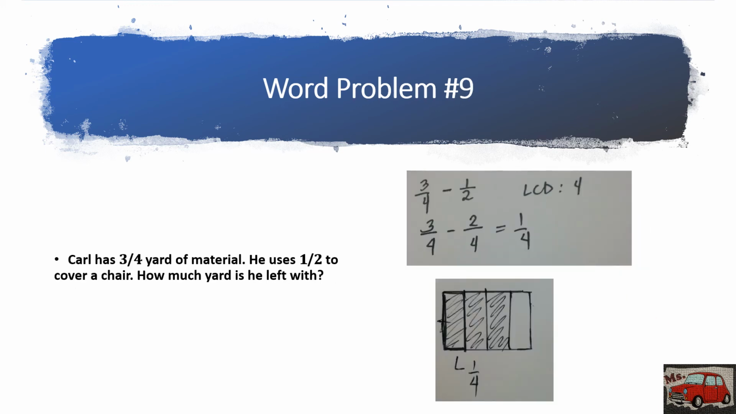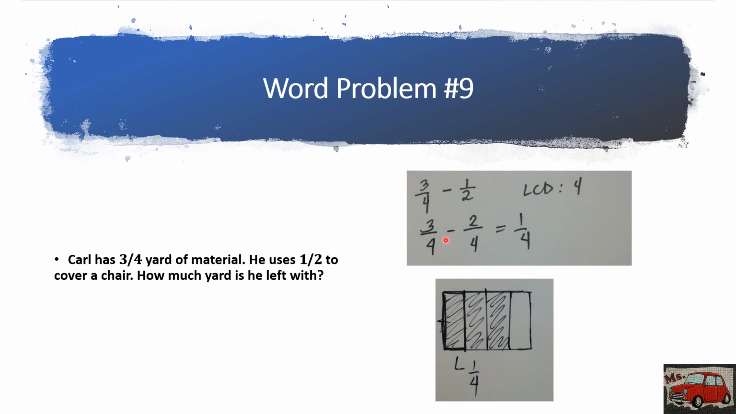Carl has 3/4 yard of material. He uses 1/2 to cover a chair. How much yard is he left with? Okay, so hanapin natin yung natira. Okay, yung natira after niyang gamitin yung 1/2 para i-cover sa chair kung meron siyang original na 3/4 yard. Okay, so we will use subtraction. 3/4 minus 1/2. So these are dissimilar fractions. So we need to get their equivalent fraction, and the equivalent fraction of 1/2 is 2/4. So, yung 3/4, hindi na natin binago kasi same naman na sila ng denominator.